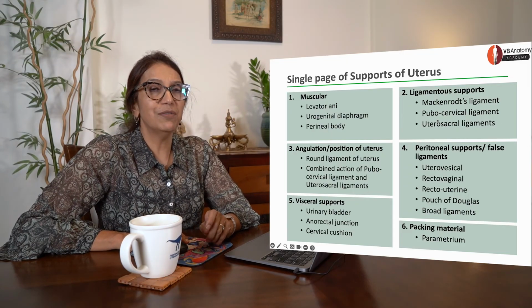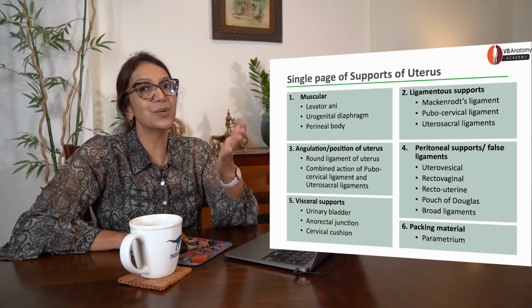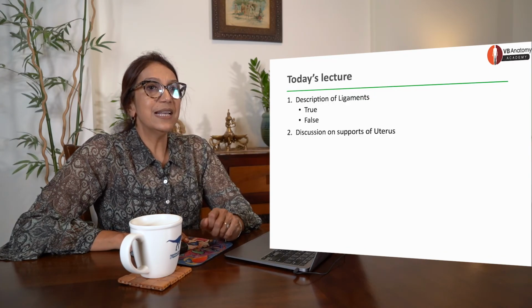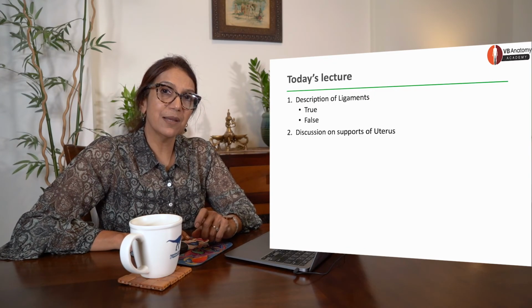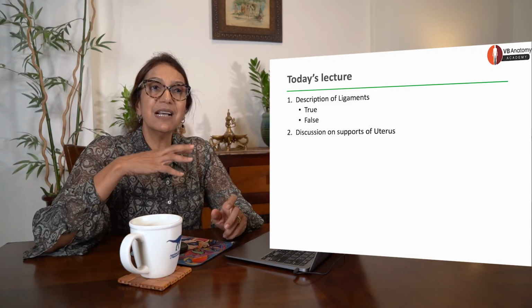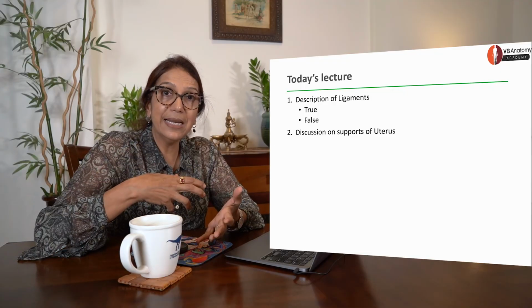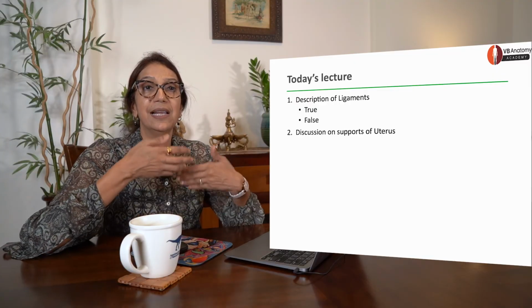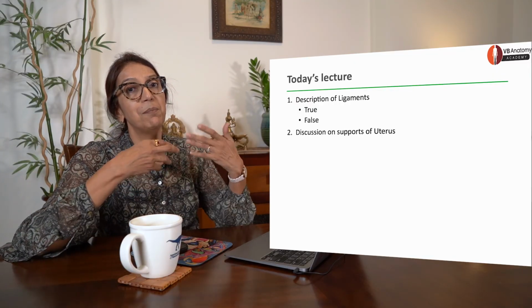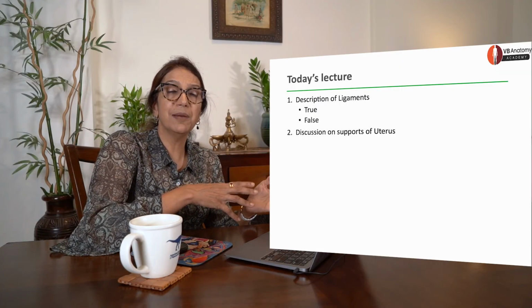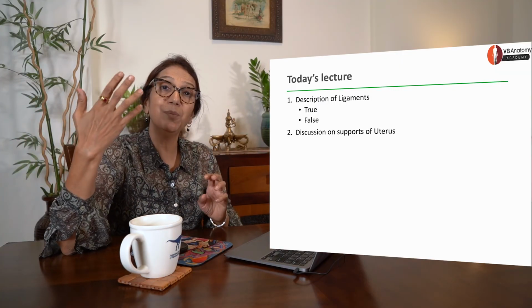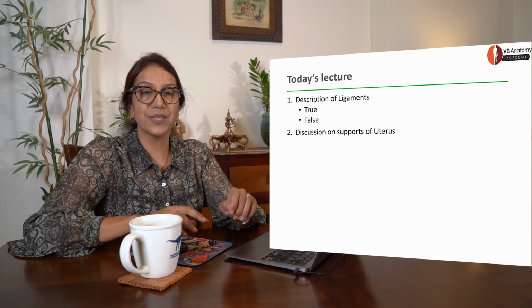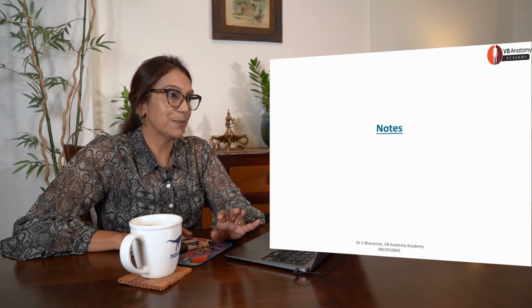You must always think of them in a systematic manner to get all supports back in place when you're writing your answer. So in today's lecture, we talked about true ligaments and false ligaments. Then we talked about discussion on the uterus, how not only the direct ligaments support uterus, but there are various layers in the pelvis which support the uterus. Levator ani, urogenital diaphragm, parametrium, physical support by urinary bladder, by the anorectal junction, by even the posterior wall of vagina itself, the blood vessels, everybody supports the uterus. Effort is always to prevent a prolapse.